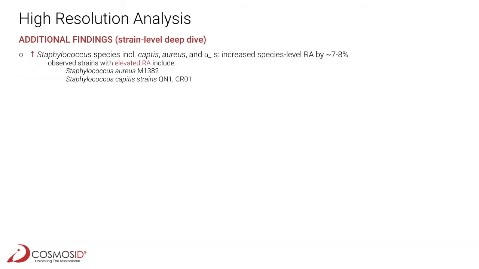Now we're shifting our resolution once more, and we're diving from species level down to strain level. And what we're finding at this level is rather interesting. For Staphylococcus species, we already had mentioned that we saw increases for capitis and aureus between 7 to 8 percentage points, and we're reporting here strains with elevated relative abundance, which include M1382, QN1, and CR01 for Staphylococcus capitis.